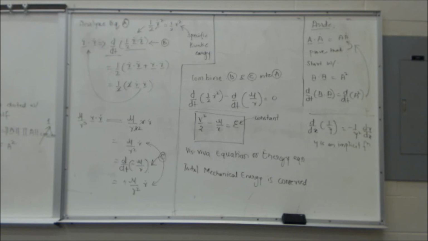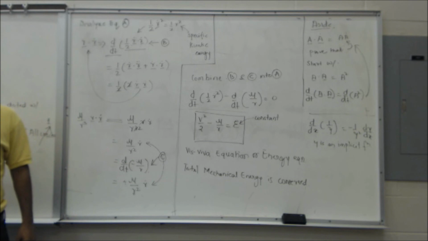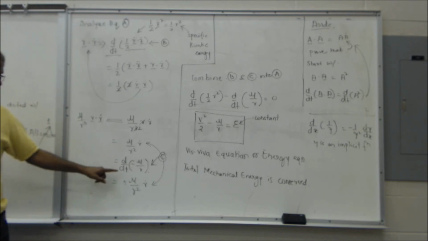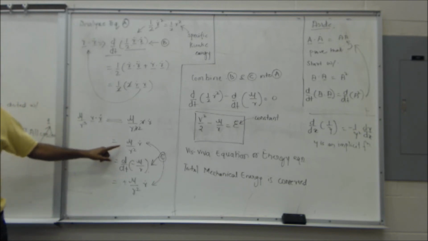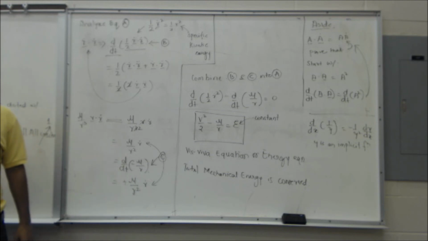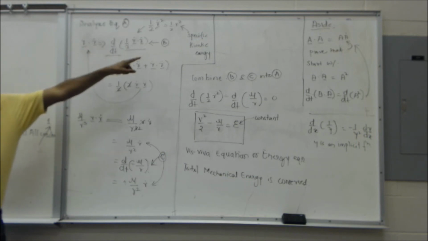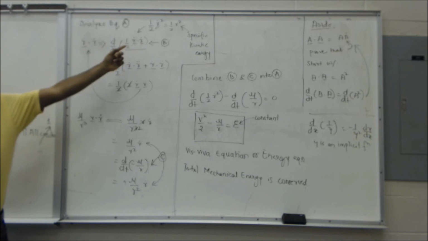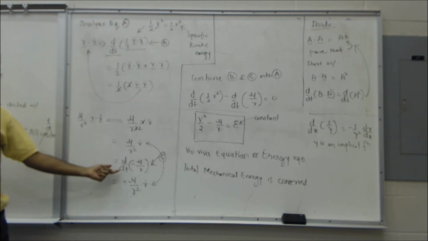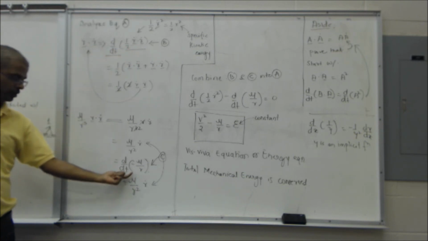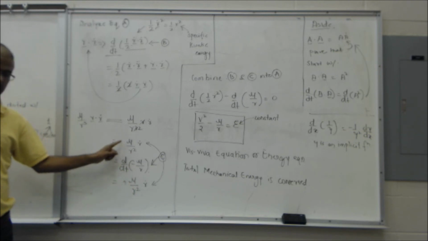Why did you write negative mu over r and take the derivative? See, I'm saying this can be expressed as this. You look at this one. I'm saying this can be expressed as d over dt. And what we saw here is, if you just take the derivative of this, you will end up with the same term.